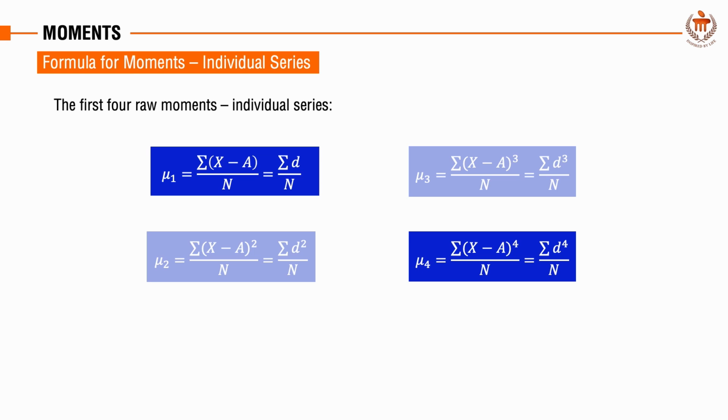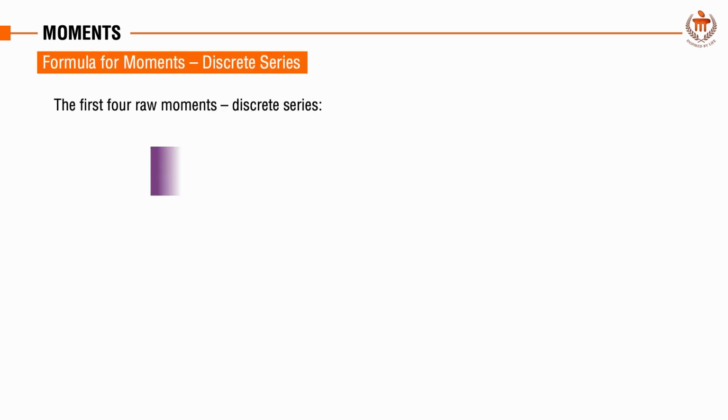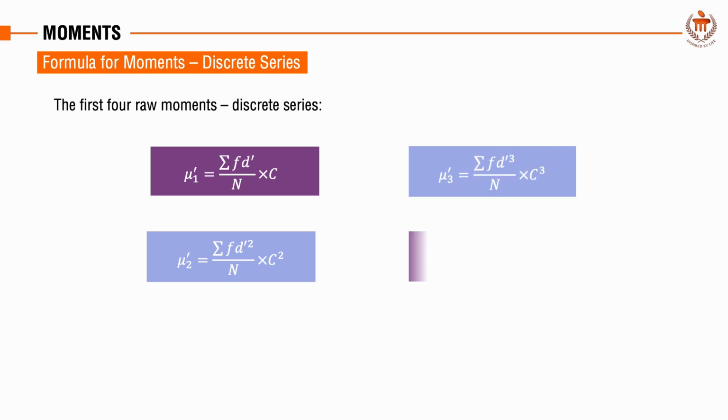So in all the raw moments, either mu1, mu2, mu3 or mu4, we considered x minus a. In mu1, we just took the summation of that. In mu2, we took the square of x minus a, and that summation we divided by n. In mu3, we took the cube of x minus a, and then we found the average. In mu4, we took the fourth power of x minus a, and that we divided by n, where a is any origin and d is the deviation of any individual value from a.